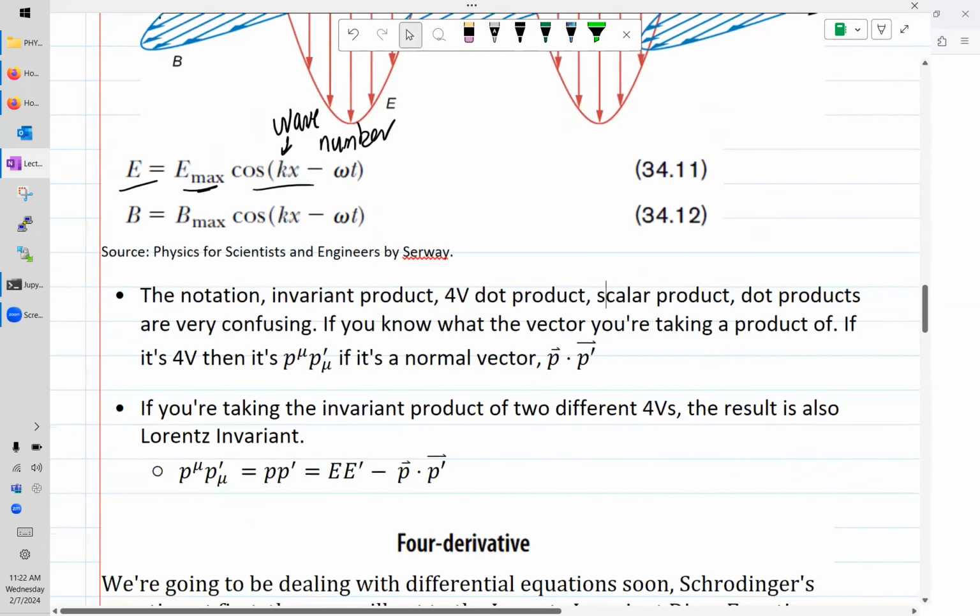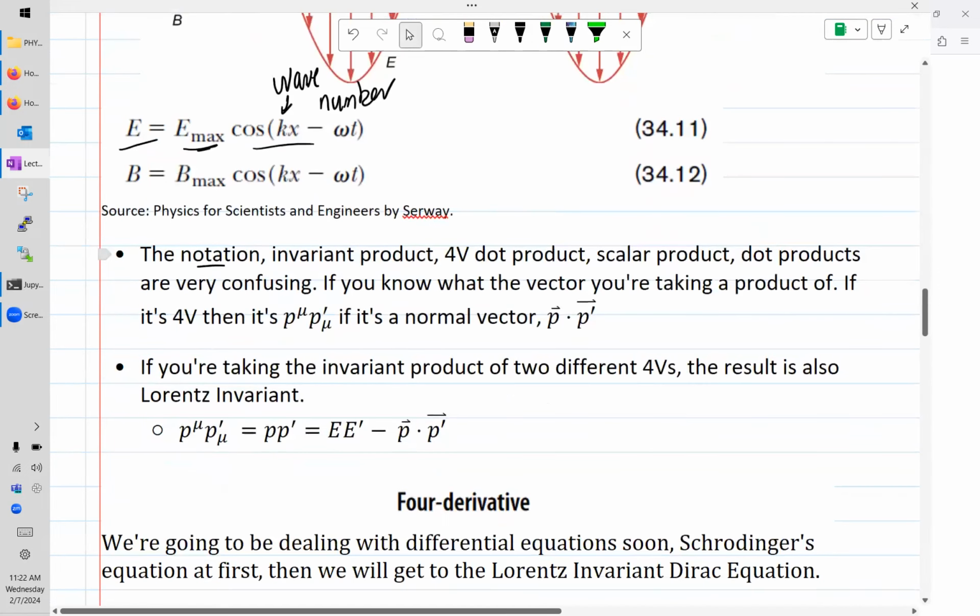All right. There's a little situation with notation now that we have regular vectors and 4-vectors. I think this book calls it the dot product. Some people call it the invariant product because it is a Lorentz invariant. Some places will call it a scalar product, just like in the old days when you have dot products between 2 regular vectors. All these different products are similar, but not quite the same.